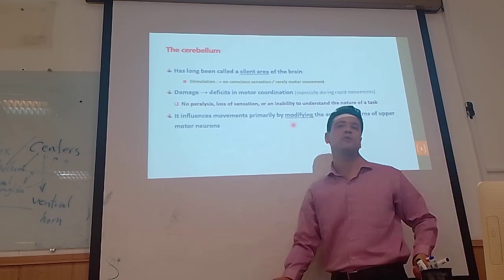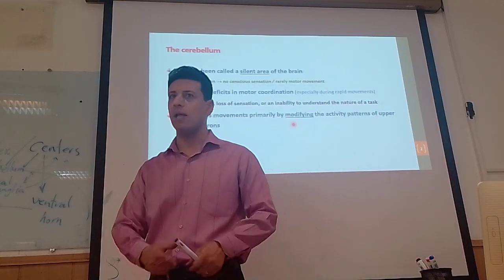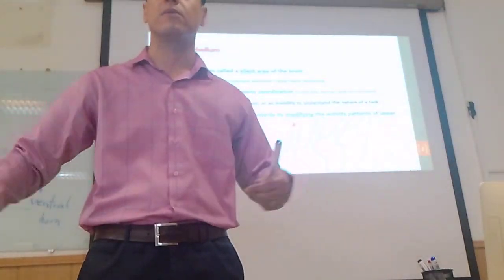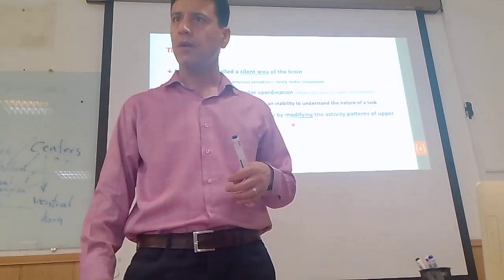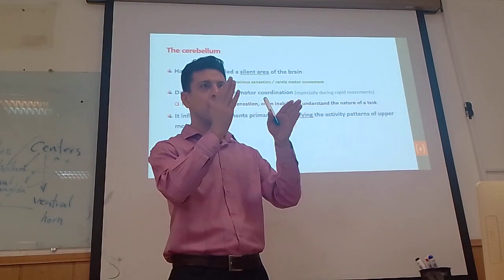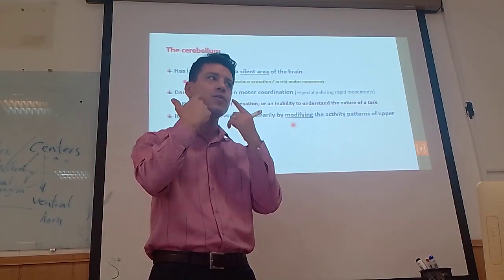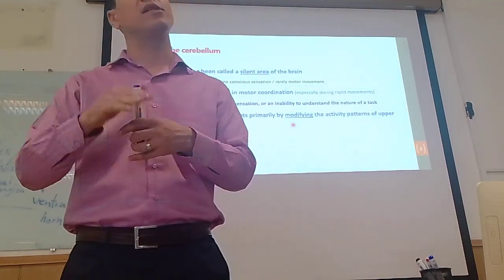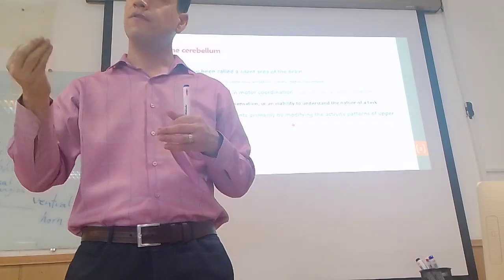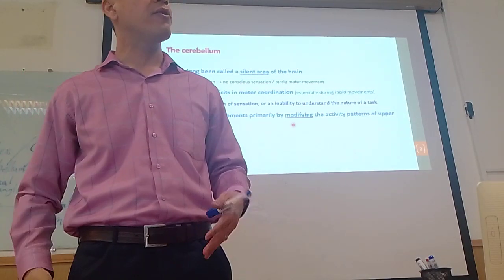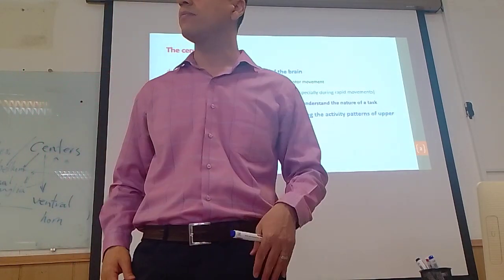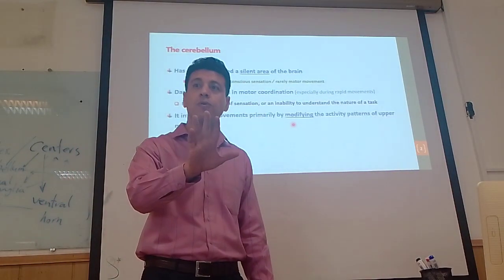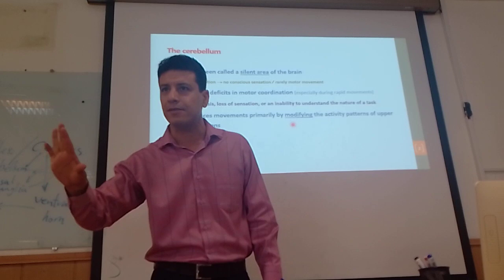So it's different from the primary motor cortex. Electrical stimulation in the motor cortex causes overt movement. You can see the movement. If the stimulation happens in the face area, you will see movement in the face. If you stimulate the hand area, you will see movement in the hand. If you stimulate, for example, the leg area of the primary motor cortex, you will see movement in the leg. Right? But stimulation in the cerebellum doesn't cause any movement.